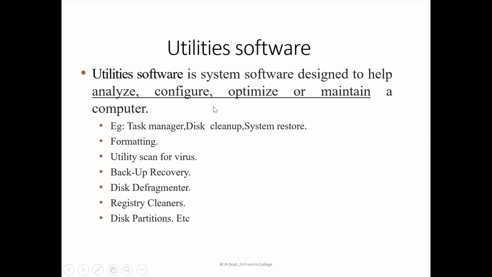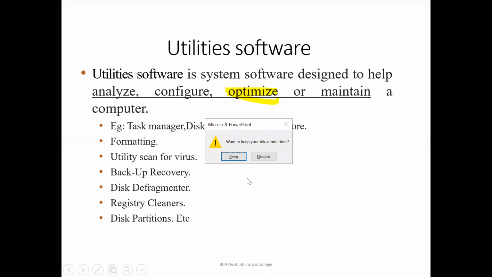Utility software. Utility software is a system software designed to help in analyzing, configuring, optimizing or maintaining a computer. It's not as essential as operating system software, but in order to have optimized performance of the computer, as I had shown you with the task manager, it shows which process is taking more memory. Such softwares come under utility softwares. And if you want to configure drives, this much GB for my drive, all that management you will be doing.